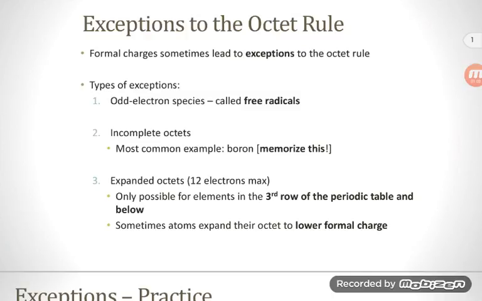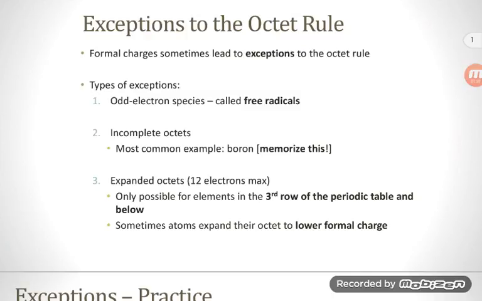Last one are expanded octets. This is one where instead of having fewer than 8 electrons, an atom will actually see more than 8 electrons, 12 electrons maximum. Only elements in the 3rd row of the periodic table and below are allowed to do this because they have some nearby d orbitals that they can use to accommodate those extra electrons. Atoms in the 2nd row and above don't have those nearby d orbitals, and therefore they're not allowed to do this.